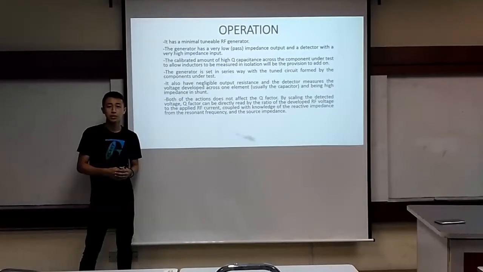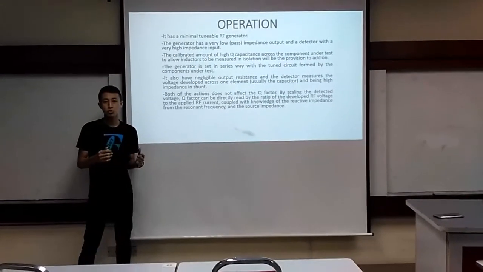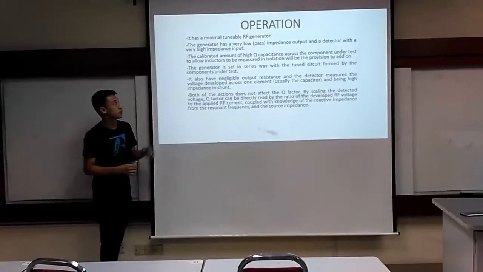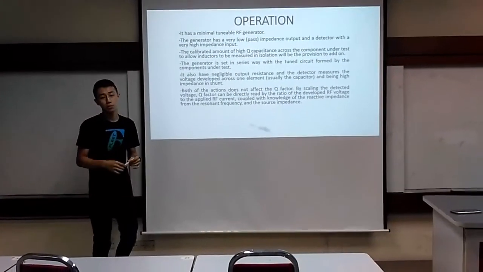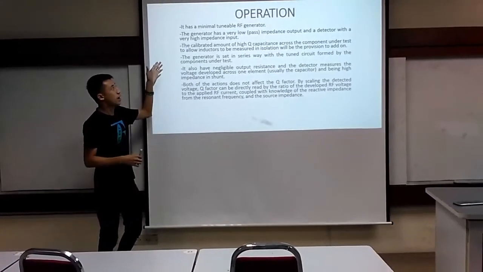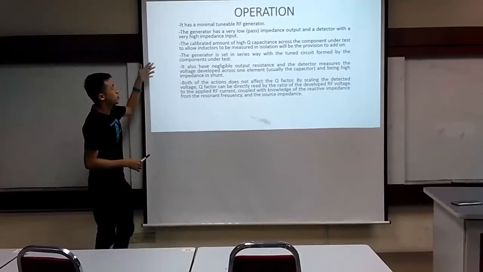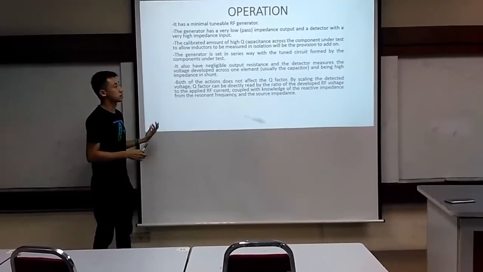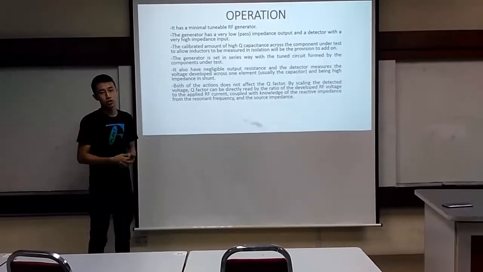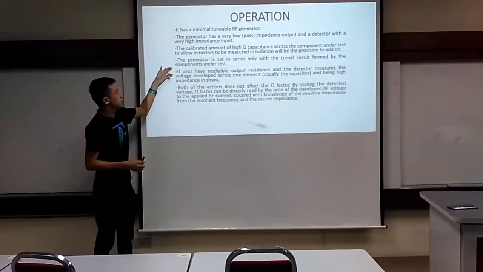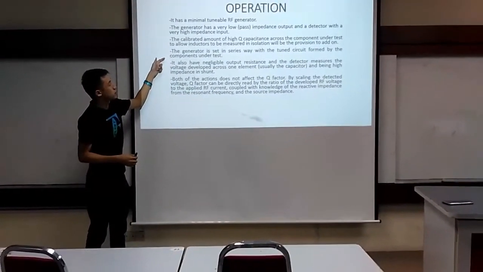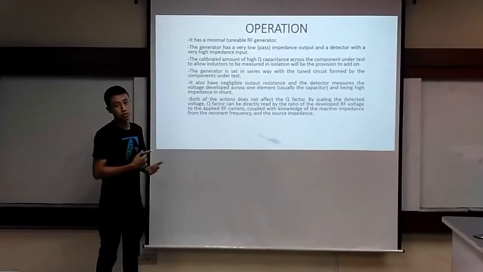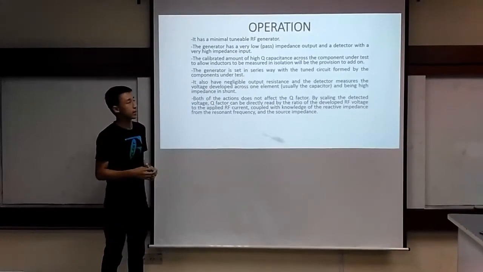Hi, so I will discuss the operation of a Q meter. Basically, a Q meter has a tunable RF generator, and the generator has a very low impedance output, and a detector with a very high impedance input. Then a calibrated amount of high Q capacitance across the component under test, to allow inductors to be measured, is another provision to add on. As we mentioned before, the generator is set in series with the tuned circuit formed by the component under test.